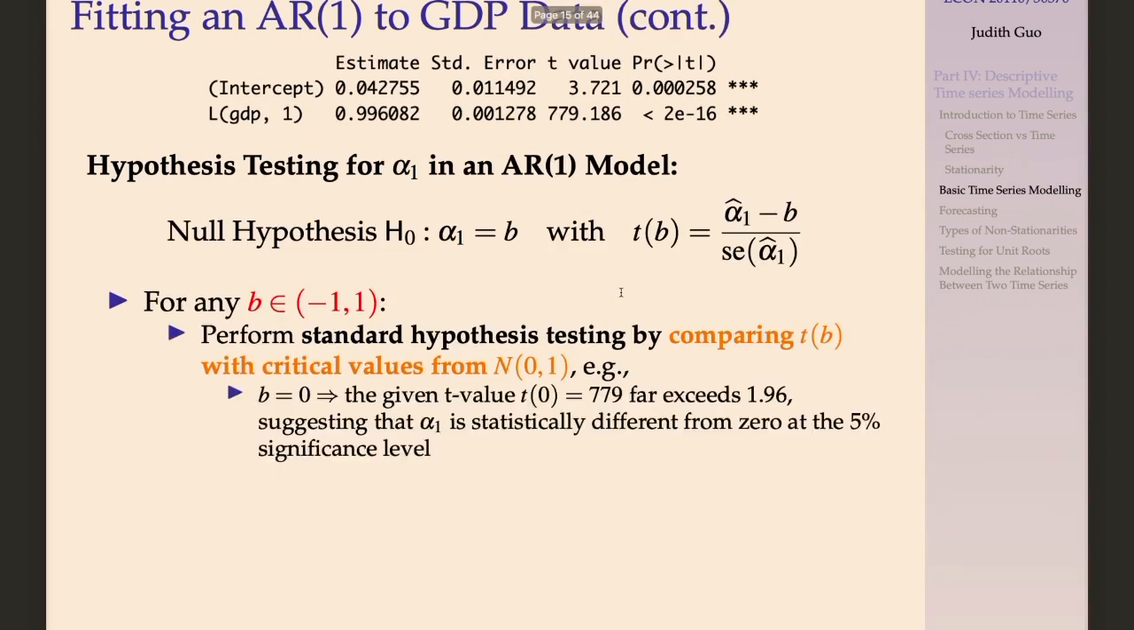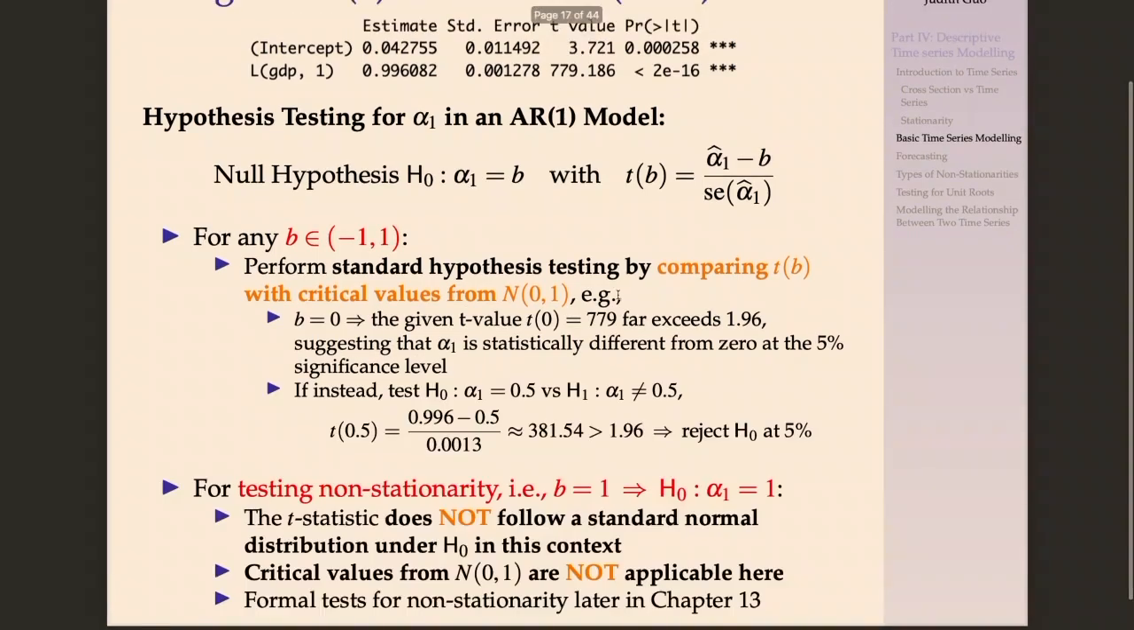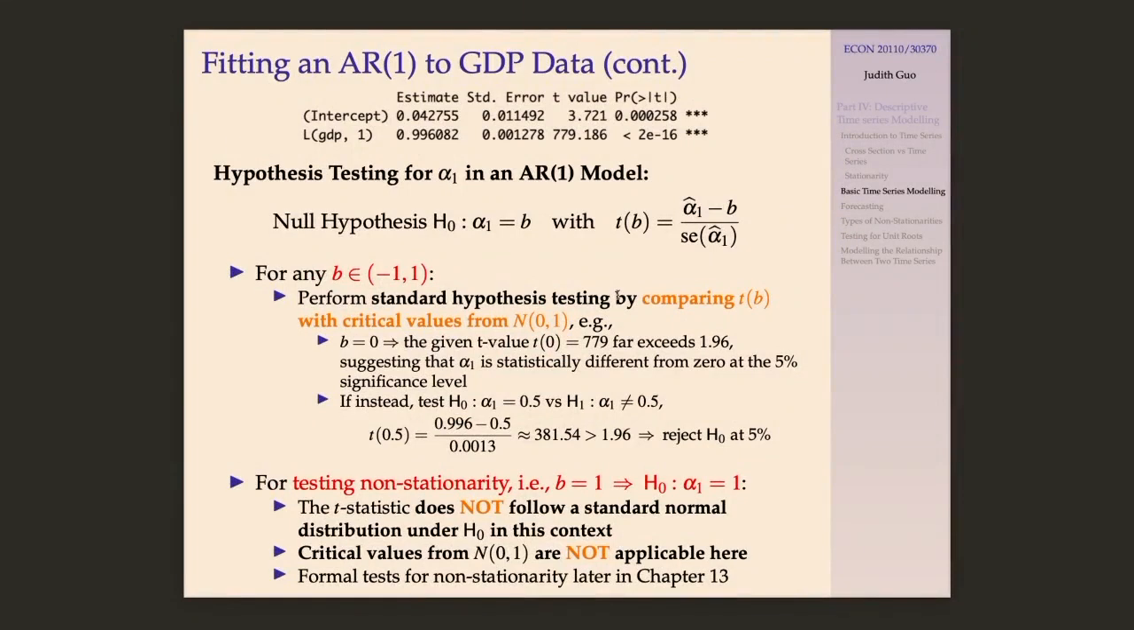We also got to hear about hypothesis testing in an AR(1) model. Remember, whenever you're testing the hypothesis for the value of beta that is between minus 1 and 1, we always have the standard normal critical values. Whereas if we're testing whether alpha_1 equals 1, that entails testing whether we have a non-stationary AR(1). For that test, we have the same t-statistic, but we need to compare it with a different distribution. It's still the same setup of the hypothesis test, but our conclusion as to whether we should reject the null hypothesis of non-stationarity depends on a different distribution, which we'll see in chapter 13. So this is where we stopped on Friday.